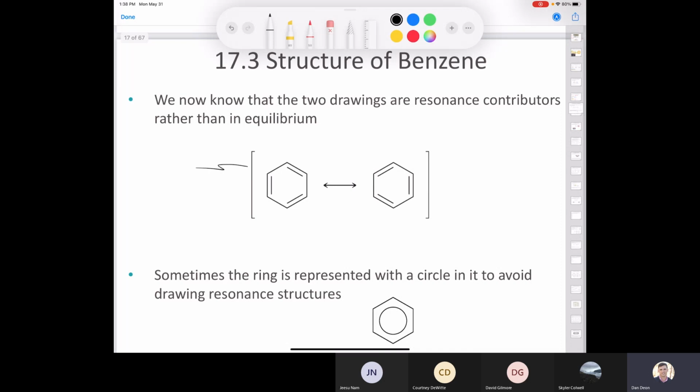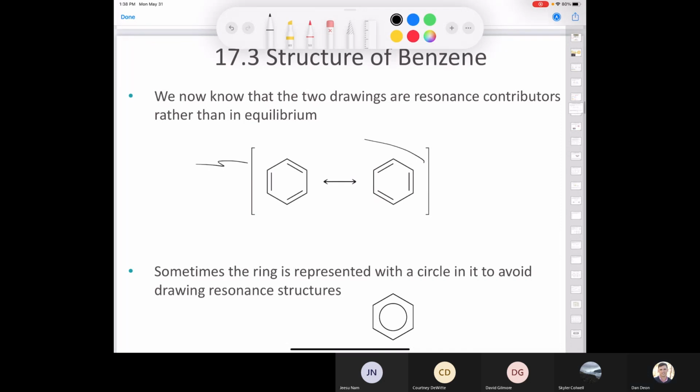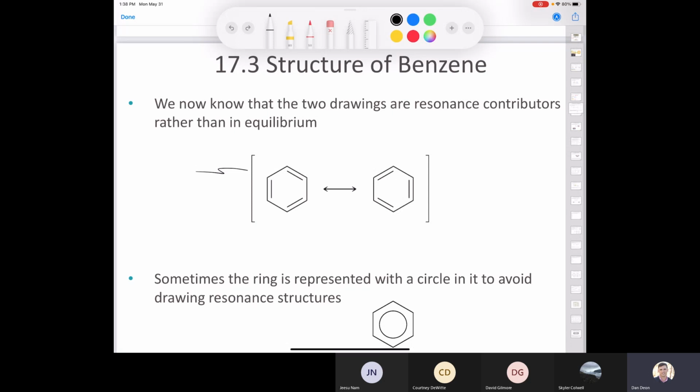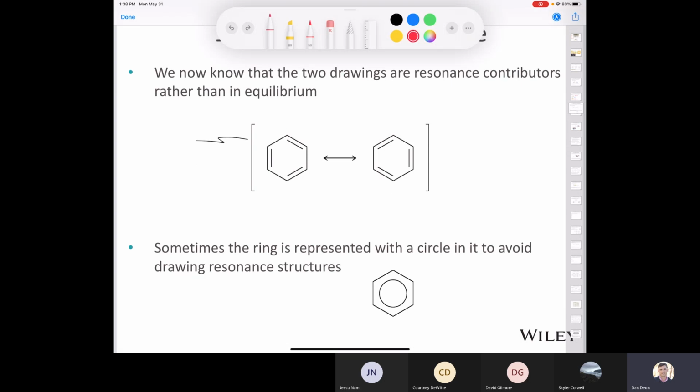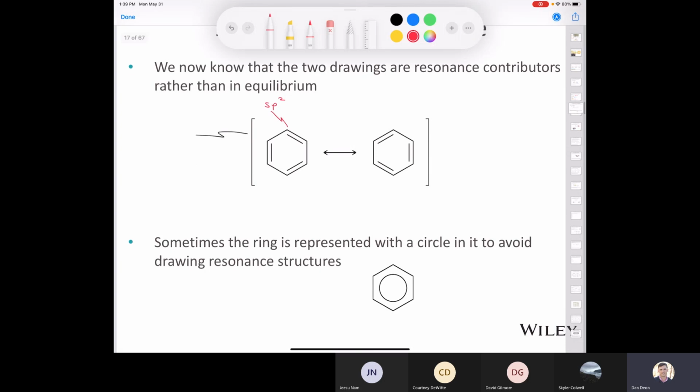And the fact that we use these square brackets tells us that neither of these actually represent the molecule. These are both representations that help us understand the resonance hybrid, right? Because we know that since we have a continuously overlapping system of p orbitals, because each one of the carbons in benzene is sp2 hybridized, all of the electrons in the p orbitals are delocalized across the entire ring. And so sometimes we draw the benzene ring as a hexagon with a circle in the middle, and we use that to avoid drawing resonance structures.